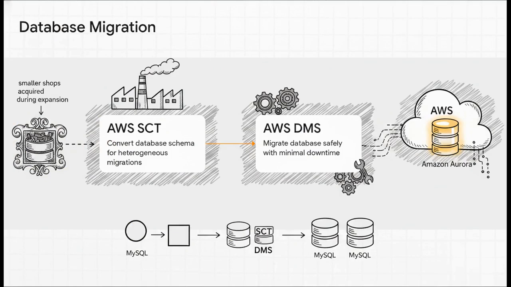As we acquired smaller shops during our huge expansion, we naturally had to move their old databases into AWS. This is exactly where database migration services come into play. If you're moving from, say, an old Oracle database to a shiny new Amazon Aurora database, you need 2 steps. First, AWS SCT, the Schema Conversion Tool, translates the database structure to the new engine. Then AWS DMS, the Database Migration Service, safely moves the actual data over. So for your exam, DMS plus SCT is used for different engine migration. But DMS alone is used if you're migrating to the exact same engine, like moving from MySQL to MySQL.